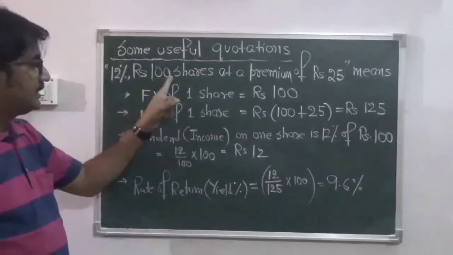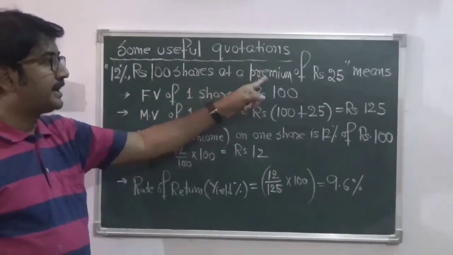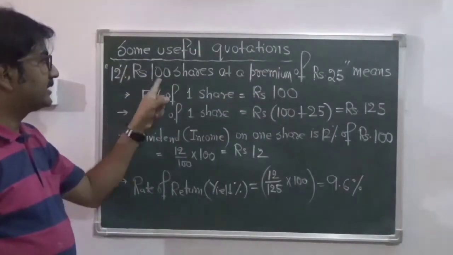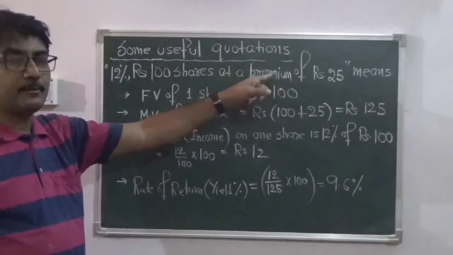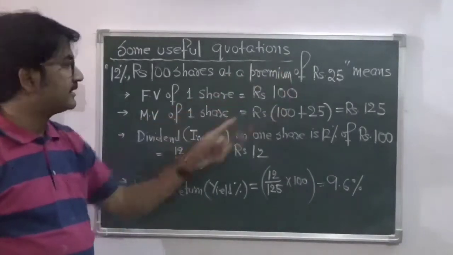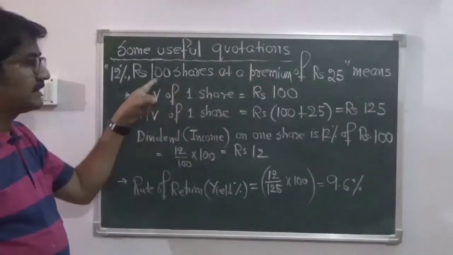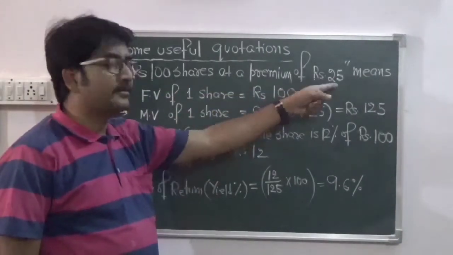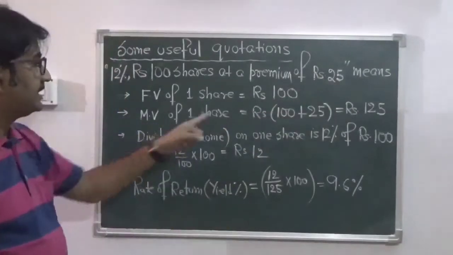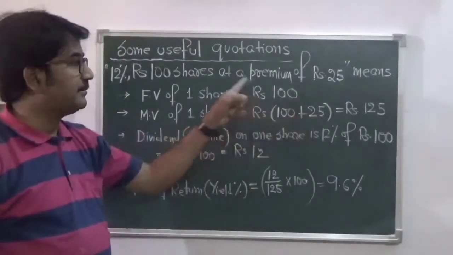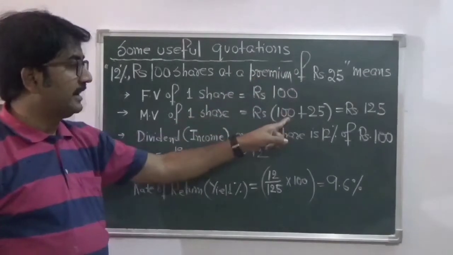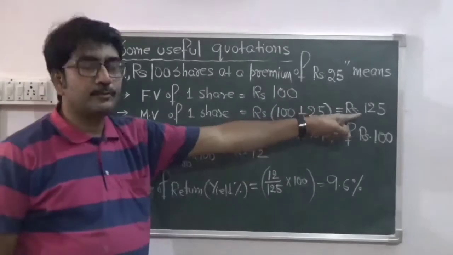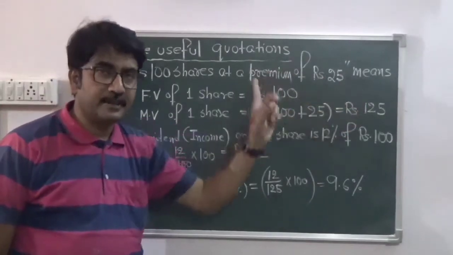Now the next one, 12% rupees 100 shares at a premium of rupees 25. This means the face value of one share is rupees 100, and it is available in the market at a premium of rupees 25. So the market value is 100 plus 25. When it is available at a premium, add the 25 to the face value. It becomes rupees 125. 125 is the market value.